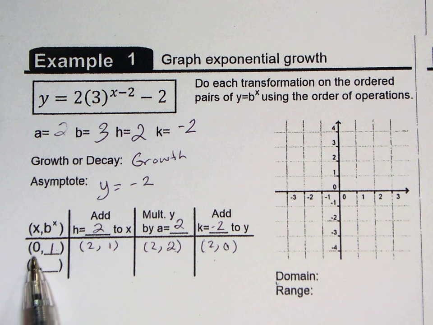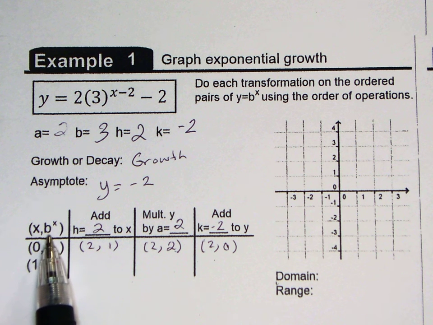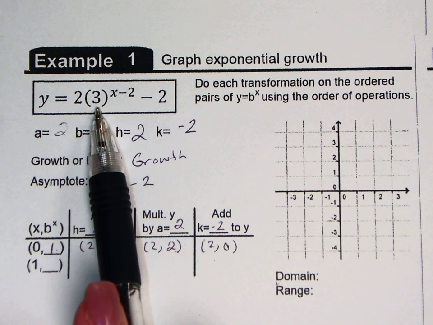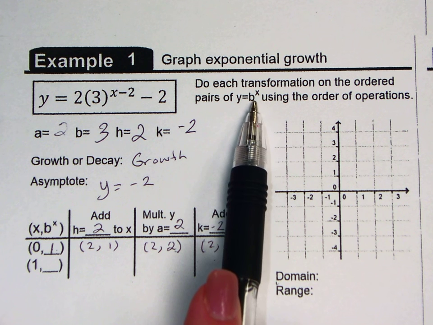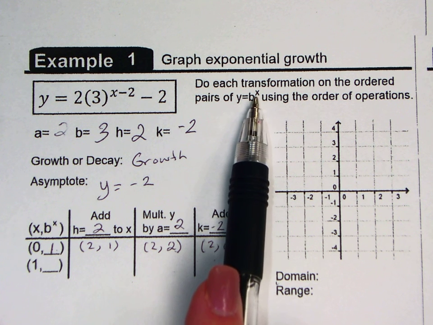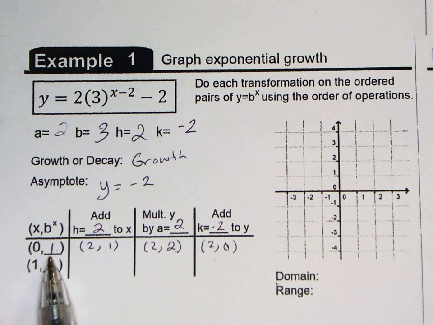So if we look at our first coordinate point, 0. In the parent function, if I put 0 in for b to the x, I would get 3 to the 0, because the base here is 3, because it says do each of the transformations on b to the x. So that would be my coordinate point. When x is 0, y is 1.